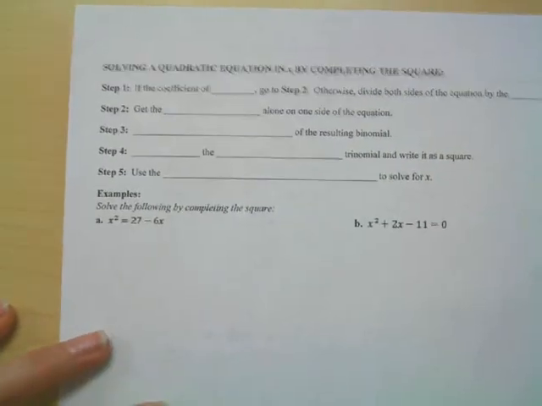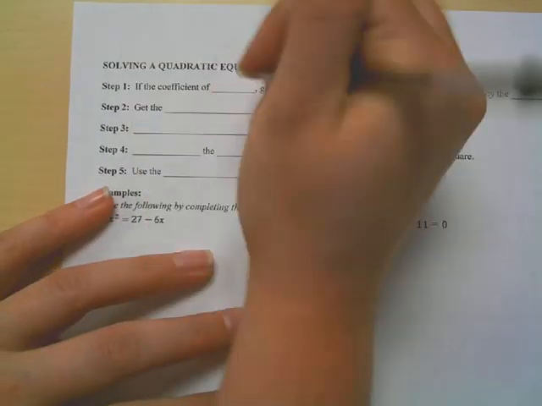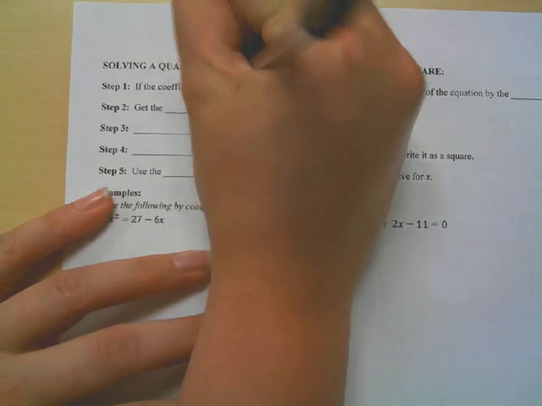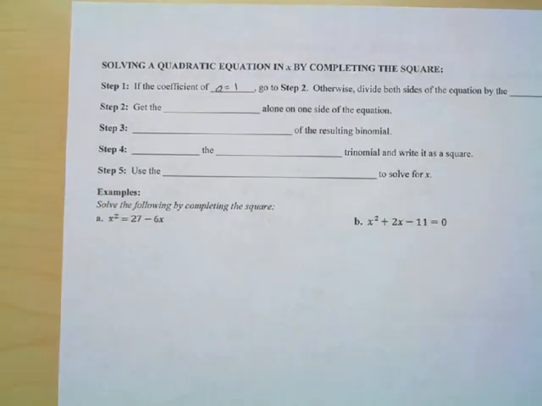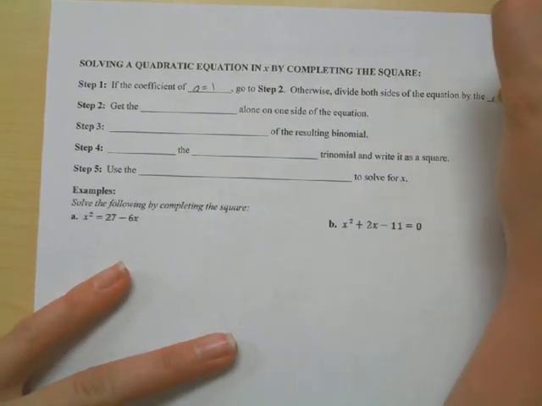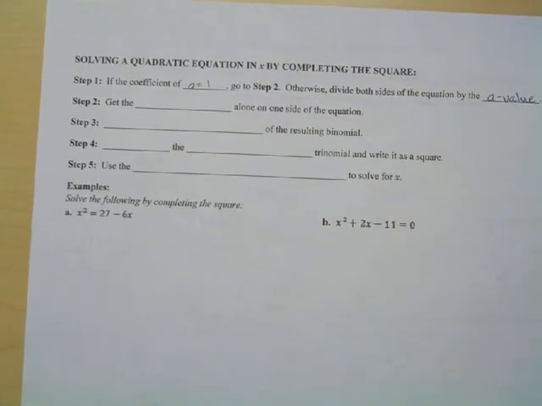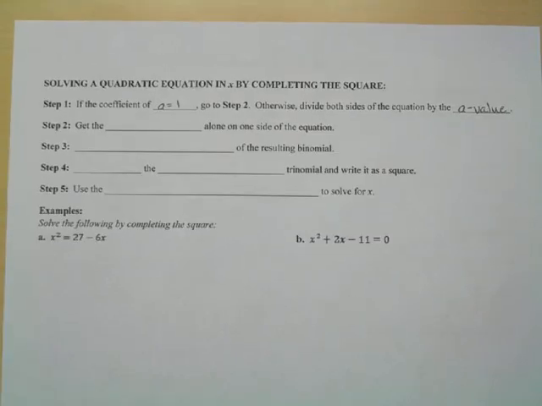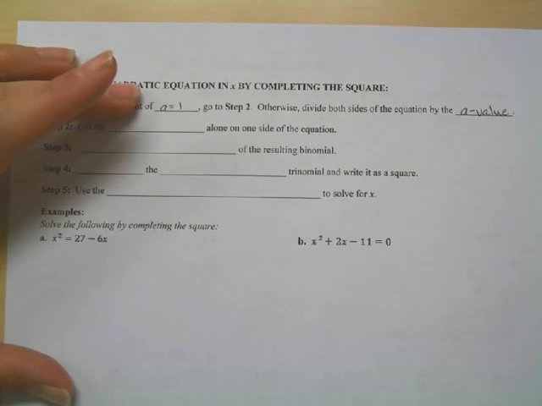Start off with this: if the coefficient of a is 1, go to step 2. If it's not 1, then you need to divide both sides of the equation by the a value. You have to have a 1 in front of x squared in order for this to work. That's why in all of our examples we had a 1 in front of x squared. So if not, you're going to have to divide everything on both the left and right hand side by whatever number the a value is, whatever number's in front of x squared.